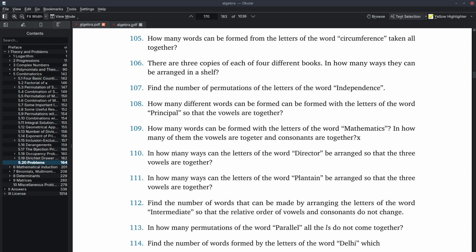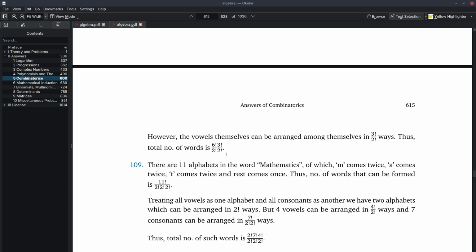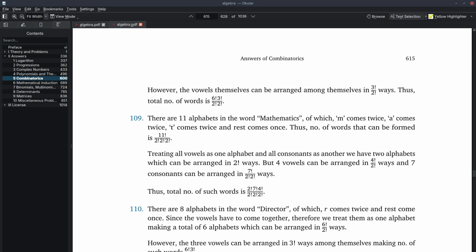Question 109 says that in how many ways can words be formed with the letters of the word mathematics? In how many of them are the vowels together and the consonants together? So there are 11 alphabets in the word mathematics. M comes twice, A comes twice, T comes twice, and the rest come once. So the total number of words that can be formed is 11 factorial by 2 factorial multiplied by 2 factorial multiplied by 2 factorial.